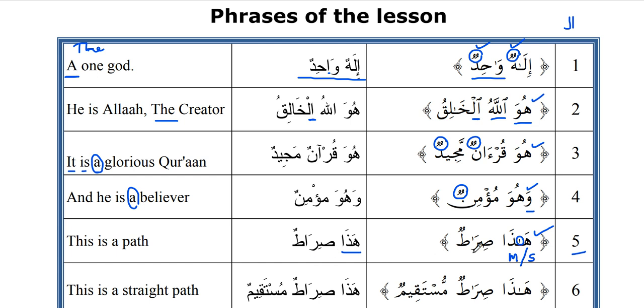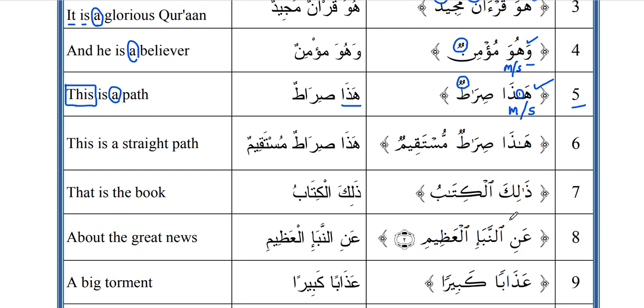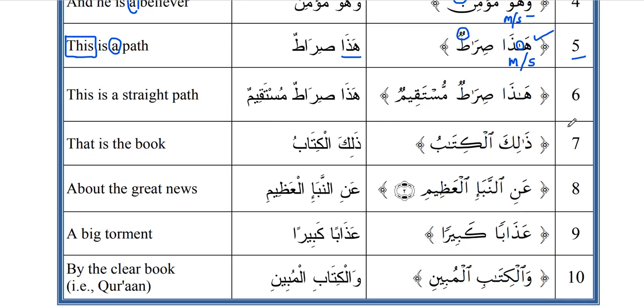صراط, nakira. So can we see the translation? This is a path. So hadha is translated as "this" in English. So this is the demonstrative pronoun for male singular. This is the pronoun he for male singular. Let's move on to the rest of the phrases.